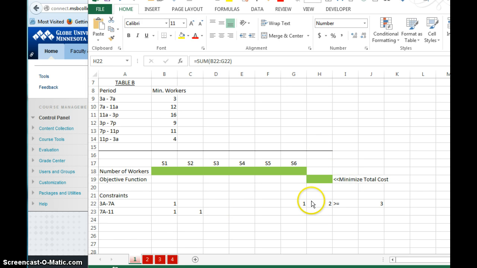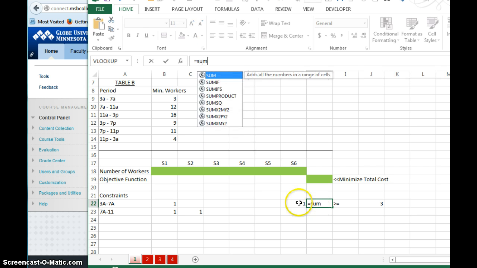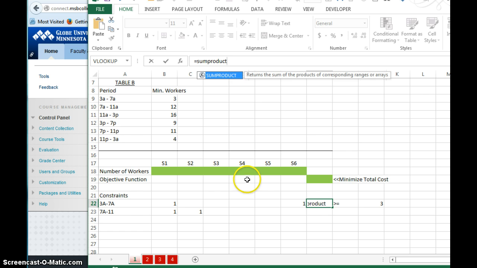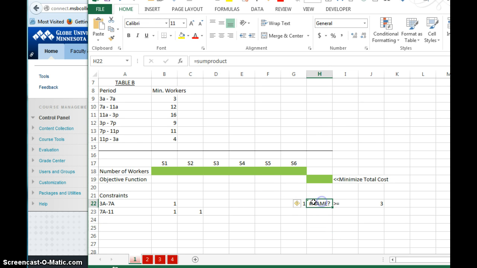So we're going to, of course, sum product, not actually sum here. Let me fix that. This is going to be a sum product like you've done before. And the product of, I'm not going to put the whole formula in, but this is a sum product of your constraints here multiplied times the number of workers.